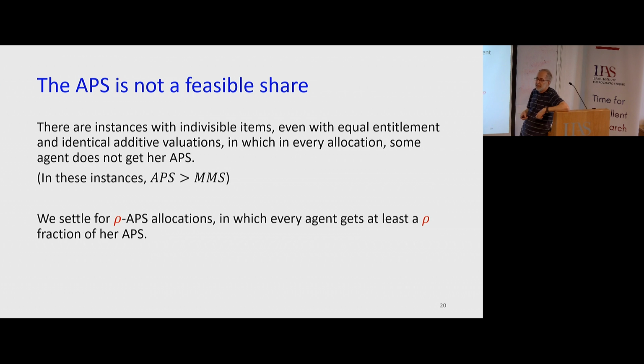Okay, of course the APS is not a feasible share because the MMS is not, so even for equal entitlement it's not. It's not a feasible share even in a stronger sense because there are instances with indivisible items, even with equal entitlement and identical additive valuations, in which in every allocation some agent does not get their APS. It's another way of saying that even for additive valuations and equal entitlement, the APS can be strictly larger than the MMS. So of course we'll settle for approximations of the APS, like we did with the MMS.